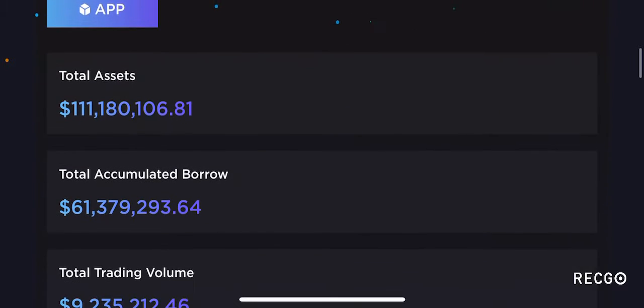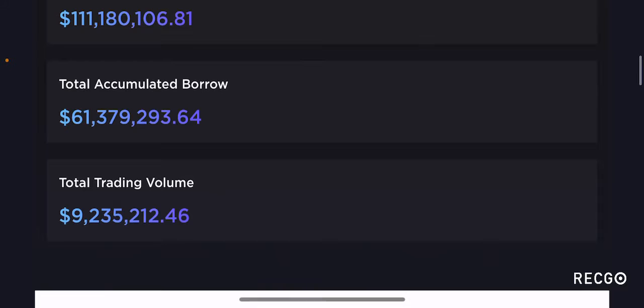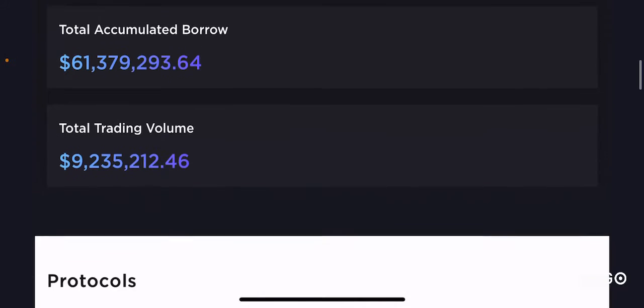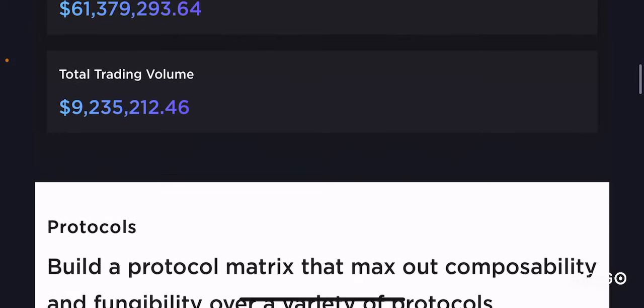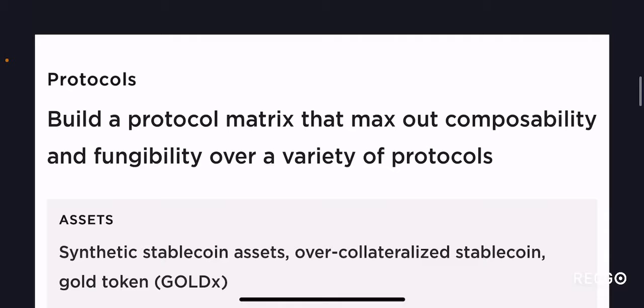But if you see, the total assets present on the DForce platform is about $111 million. Total accumulated borrow is basically $61.3 million. Total trading volume on their platform is $9.2 million, right? So again, pretty decent numbers.